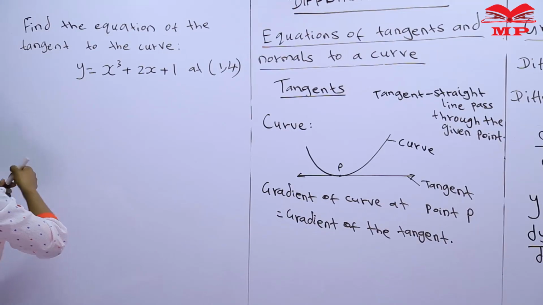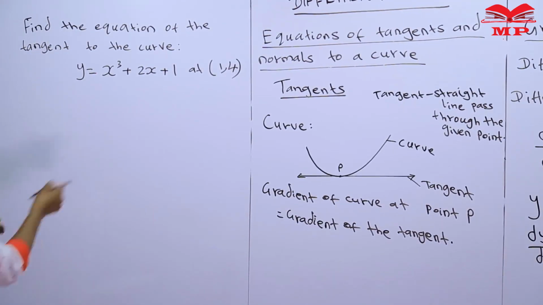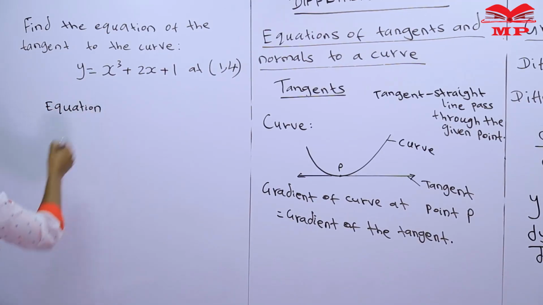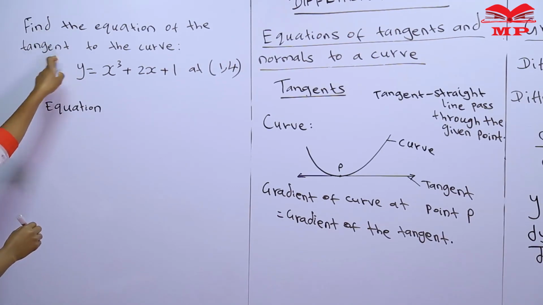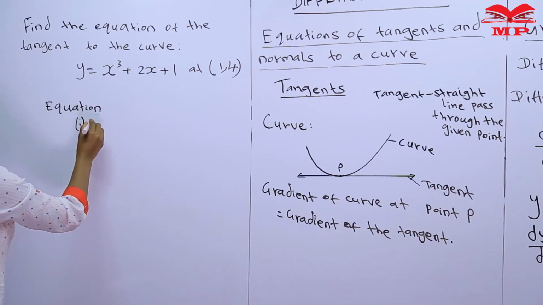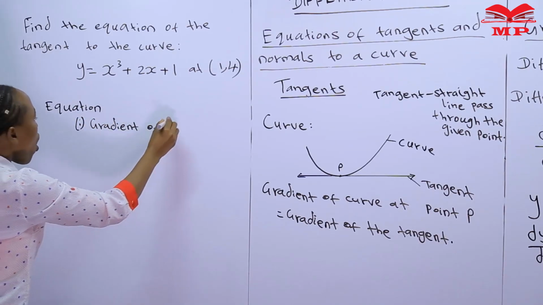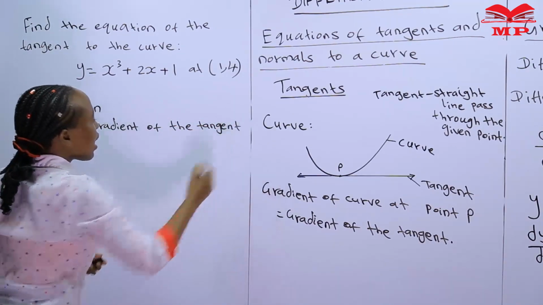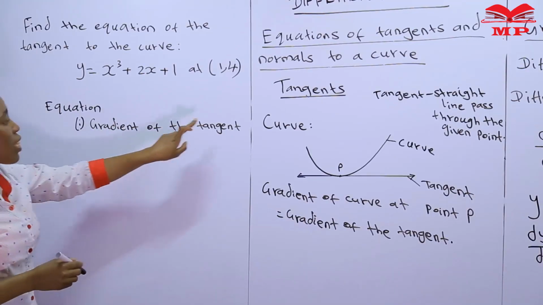So we have to find now the equation, and before we get the equation of the line, because it is a straight line, it is an equation of a straight line because it is a tangent, we need first to get the gradient. We need first to get the gradient of the tangent. That should be the first thing. We need to calculate the gradient of the tangent.